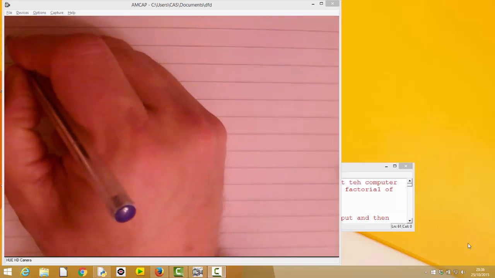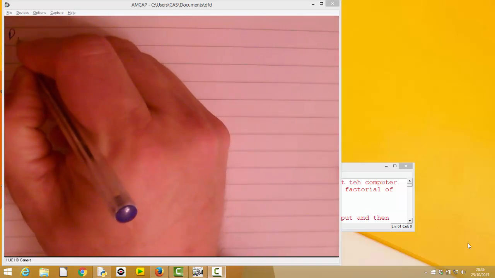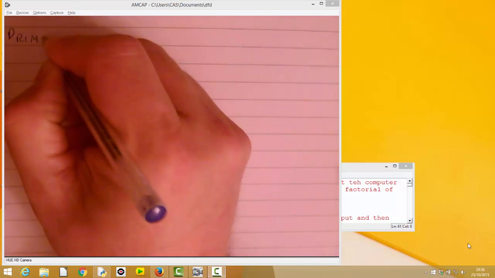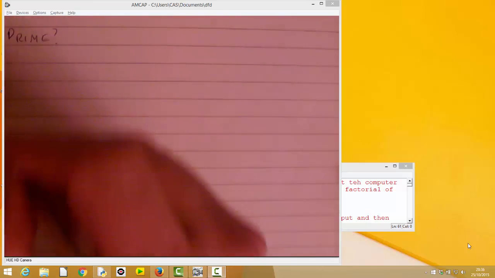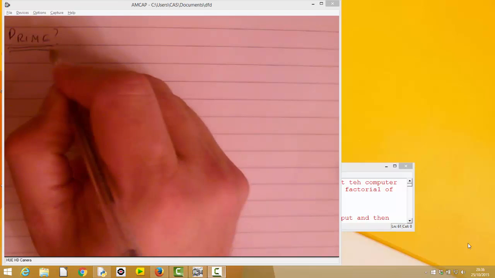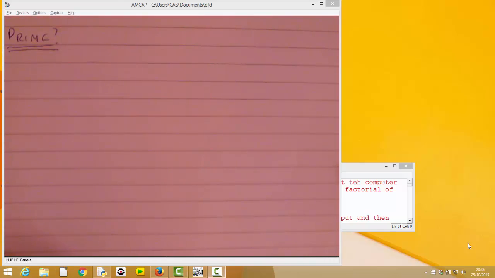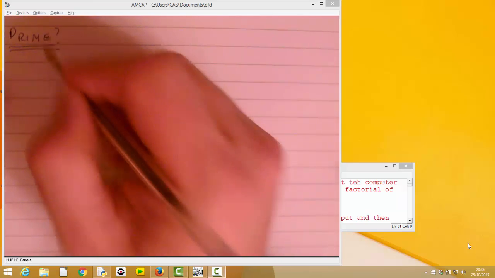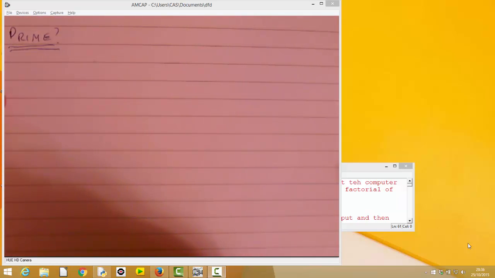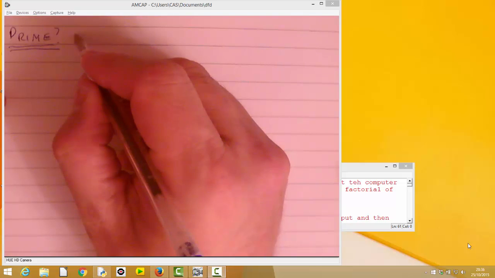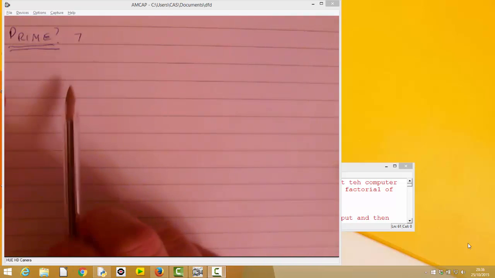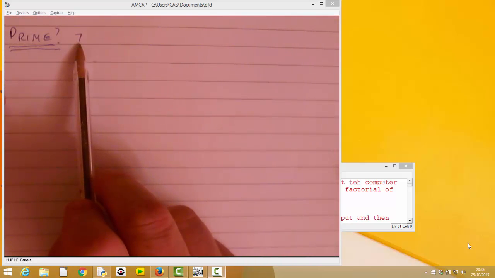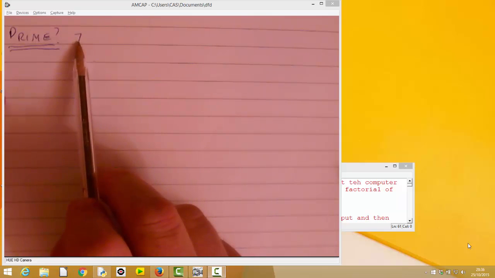Okay, so let's think about prime numbers. Obviously, our first question is, what is a prime number? Well, the definition is, a prime number is a number that's only divisible by 1 and itself. So if we take a particular number, let's take the number 7 for example, I've now got to see if I can divide this by any other numbers other than 1 and itself.